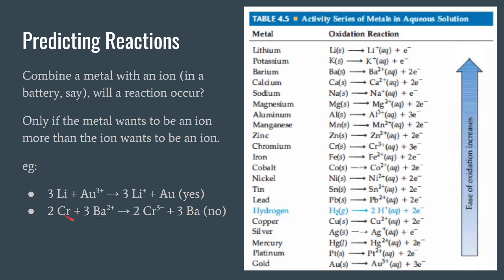If we were to reverse this reaction, then the reaction would occur as written. The chromium ions and barium metal would proceed to chromium metal and barium ions, but not the reverse.